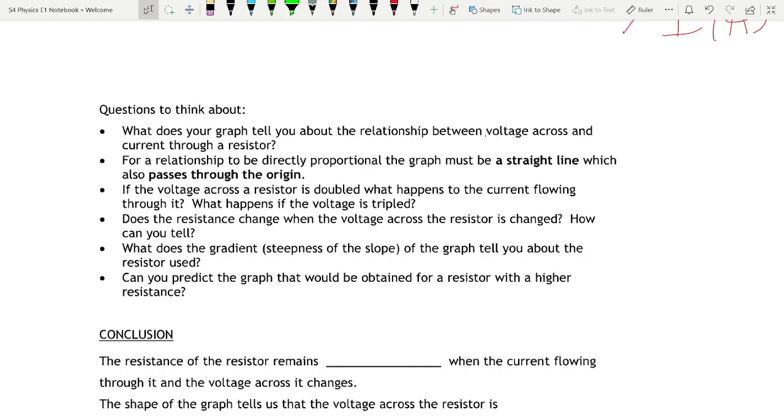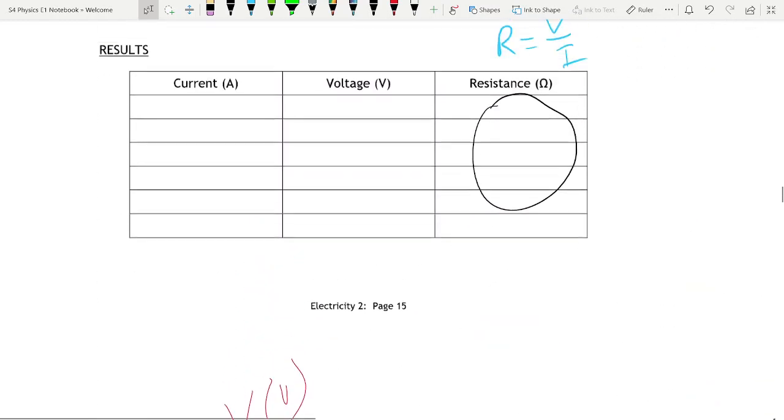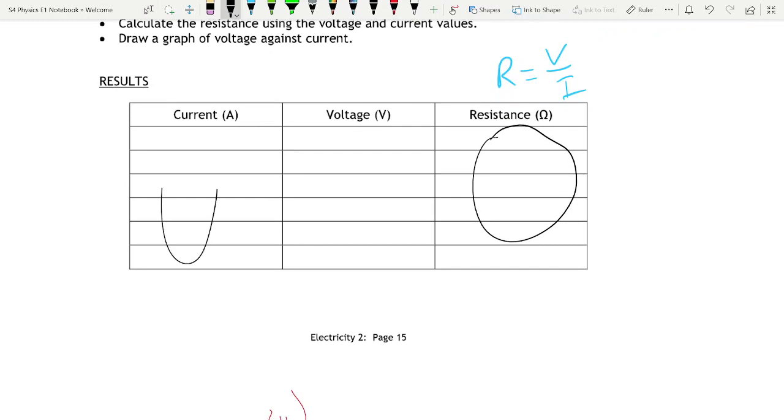Does the resistance change when the voltage across the resistor is changed? When you changed the voltage or the current, did the resistance change much? It shouldn't have done. The resistance should have been about the same. It might have changed a little bit, but it should be constant, okay?